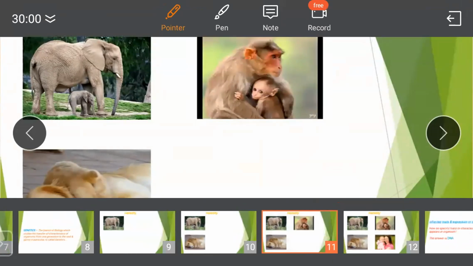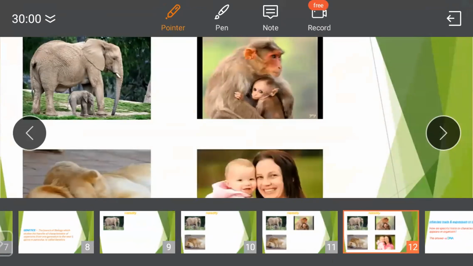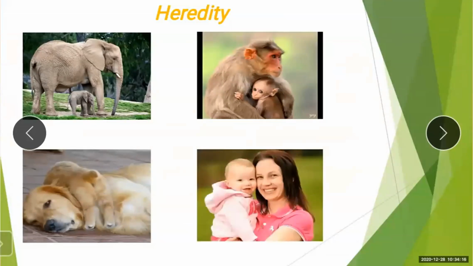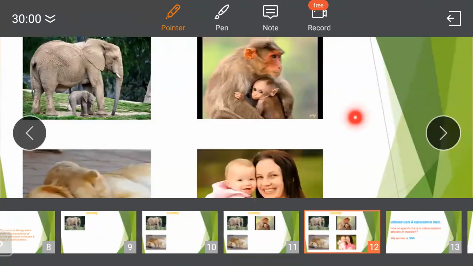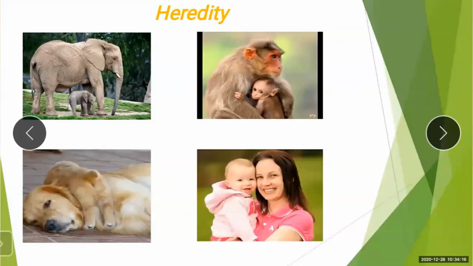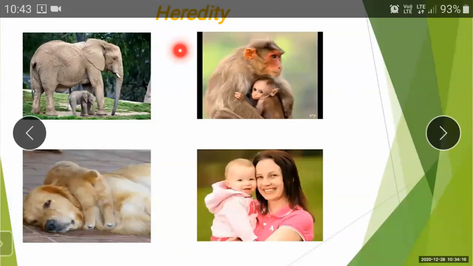Not only in the case of animals, but also in the case of human beings. See this mother and her kid. They are fair, see their eyes, see their nose, see their structure of the face. Mostly they are similar. So behind this, what is the reason? What is the reason behind this? It is heredity. Now, what do you mean by heredity?